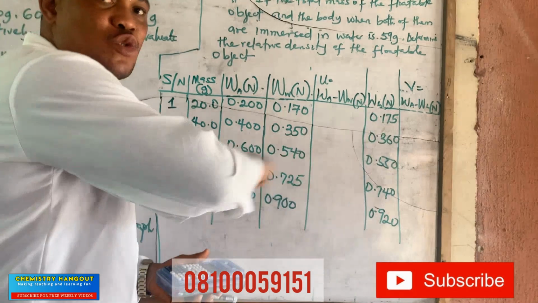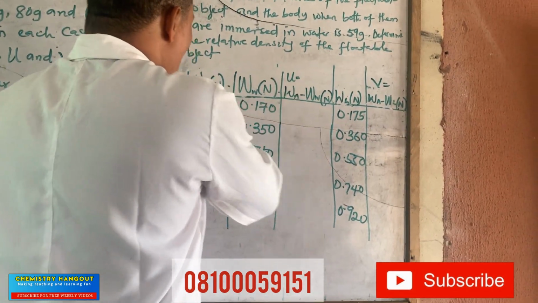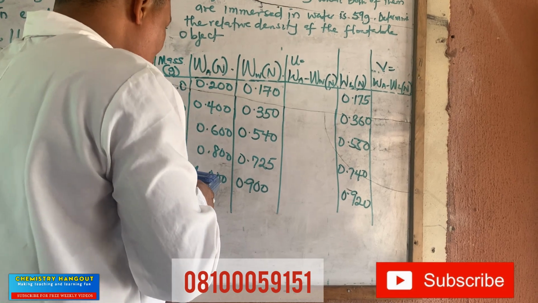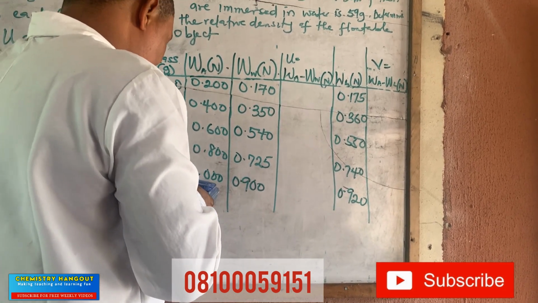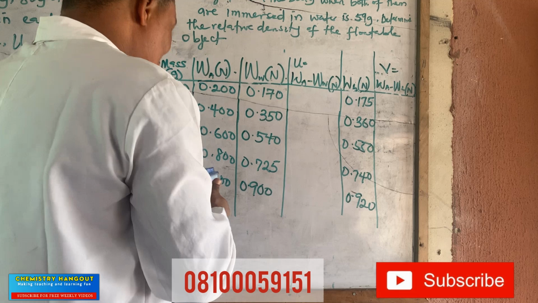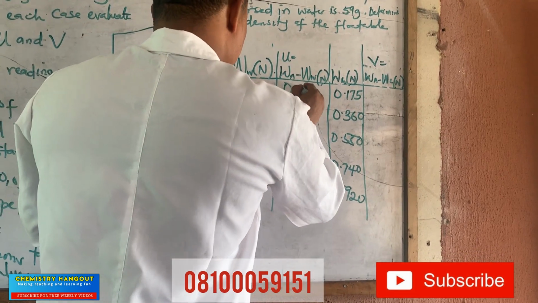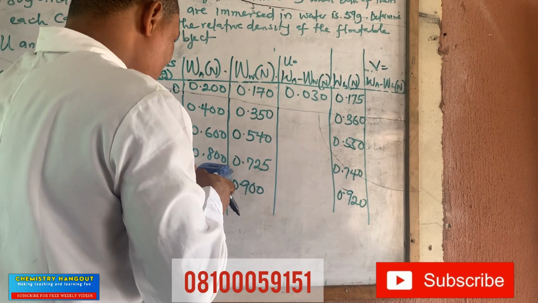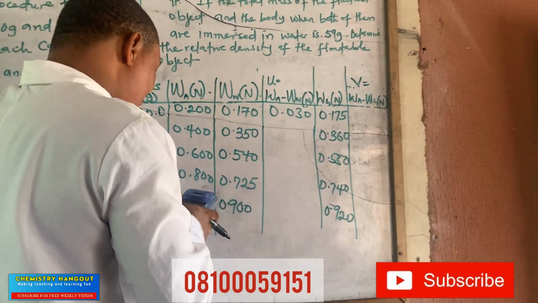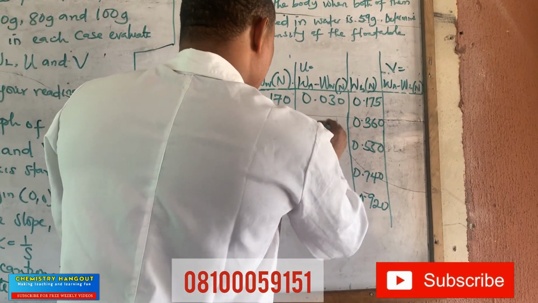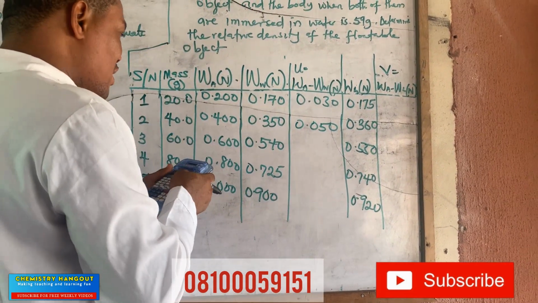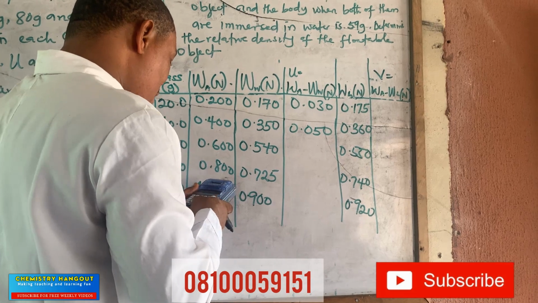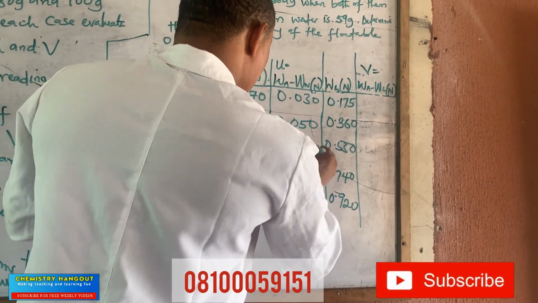The rest is just to subtract. So our U, weight in air minus weight in water. So this minus this, that's what we are doing. So 0.200 minus 0.170, and that's giving us 0.030. So 0.4 minus 0.35, that's giving us 0.050. I want to believe this is clear. 0.6 minus 0.54, that's giving us 0.060.